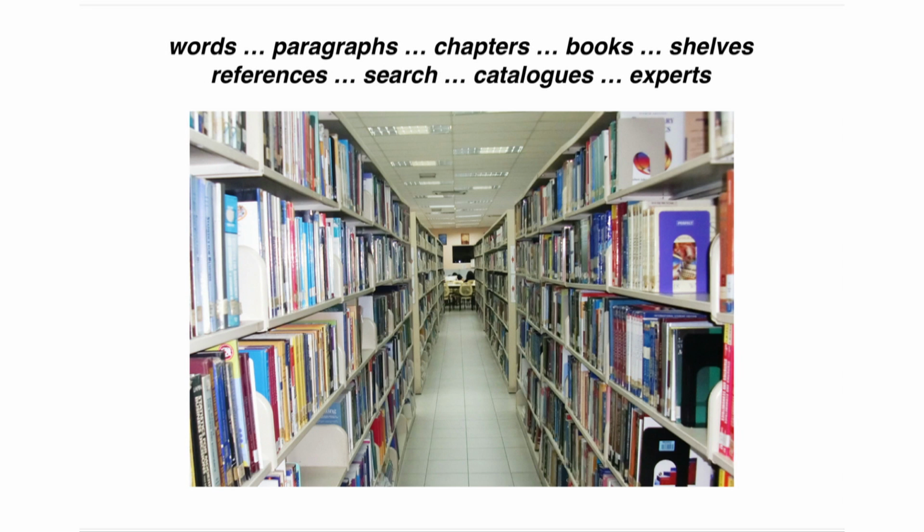It is the words of a book that are its content. Those words are organized into paragraphs, those paragraphs into chapters. Those chapters are published in books, and those books are put onto shelves, maybe in a library as is shown here. The thing that happens when we publish words in a book is that the identity of that content becomes the identity of that book.